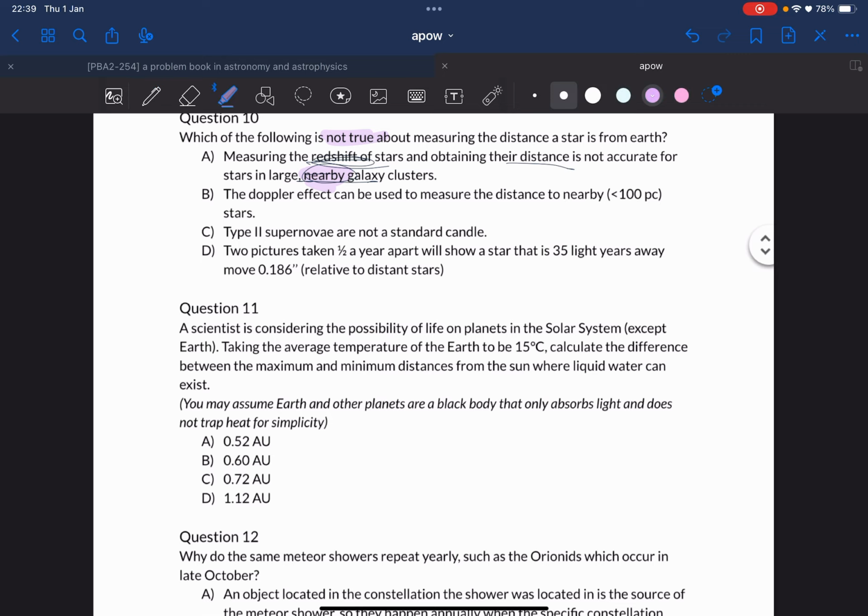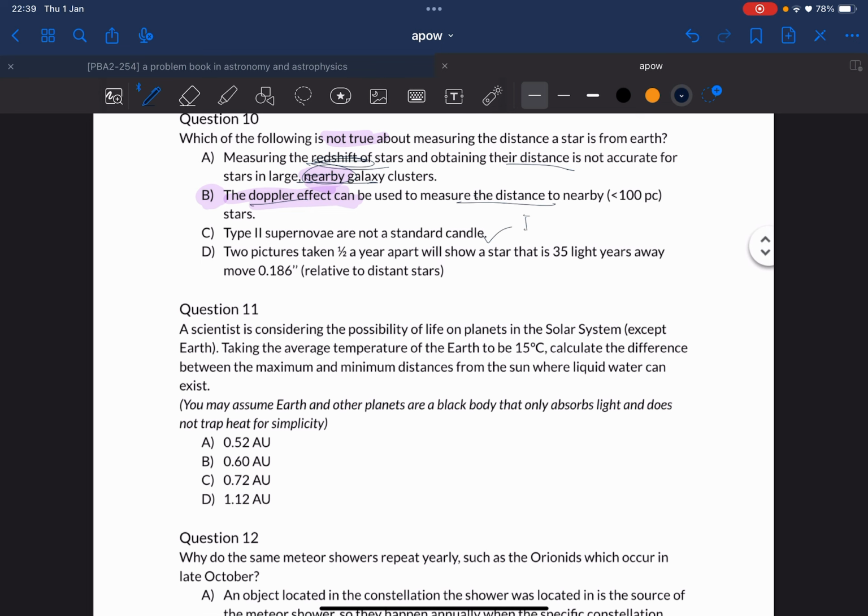As for this, what is the Doppler effect? I mean, obviously I know what the Doppler effect is, but I do not link these together, so the answer is just B, but let's see about the rest. This is in fact not a standard candle, because a type 1a supernova is a standard candle. And as for this, yes.